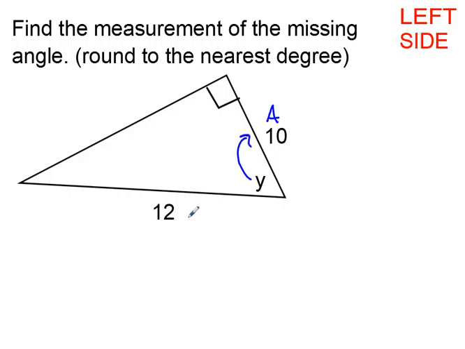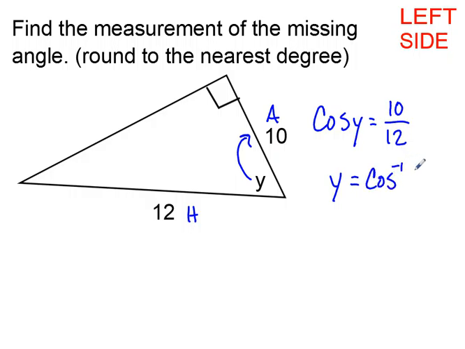I have adjacent and hypotenuse. So in this problem, I want to use cosine. So the cosine of y is equal to adjacent over hypotenuse. To get the y by itself and solve for the angle, we use the inverse of cosine since we chose cosine, and we do this to the 10 over 12. My y will be approximately 34 degrees. After my 33, there was a 0.5, so I rounded the 3 up to a 4, giving me 34 degrees.